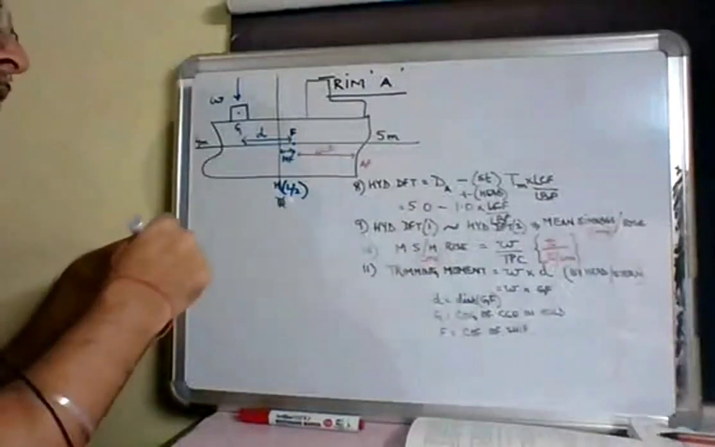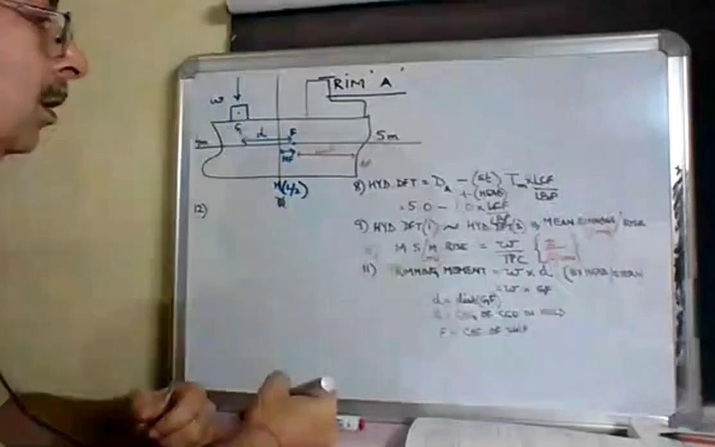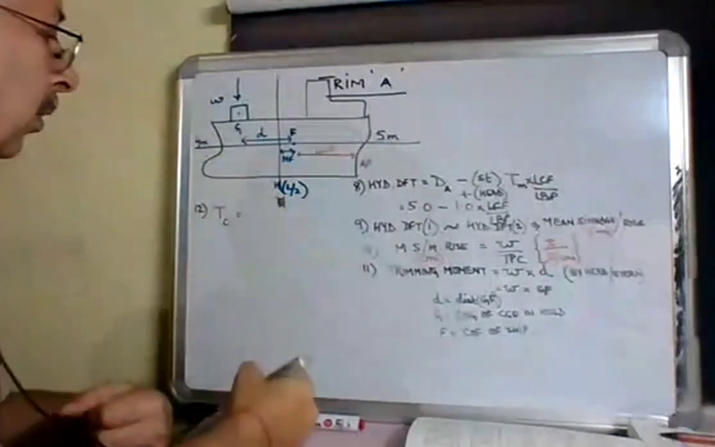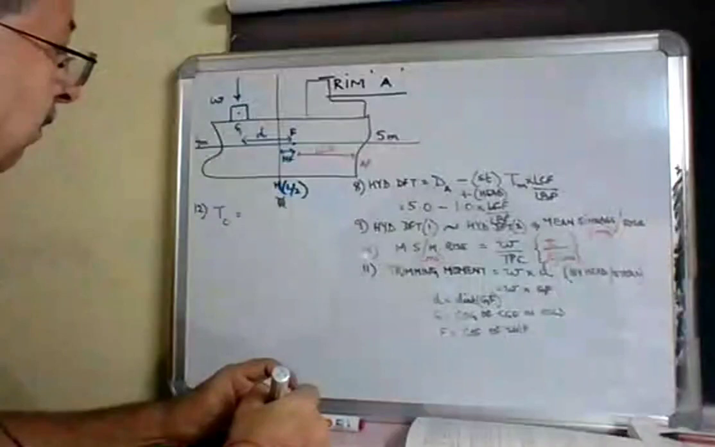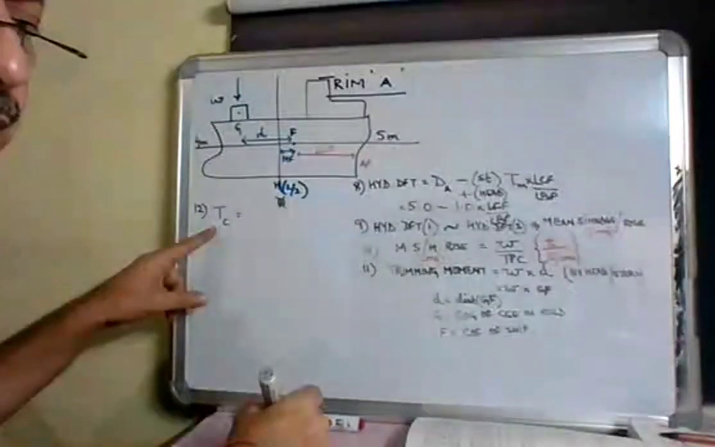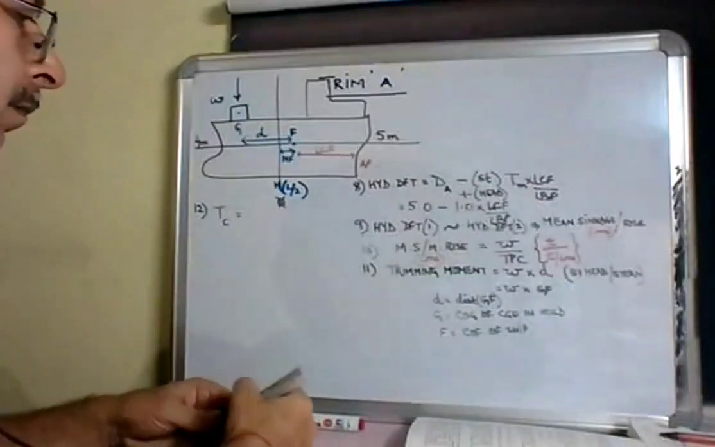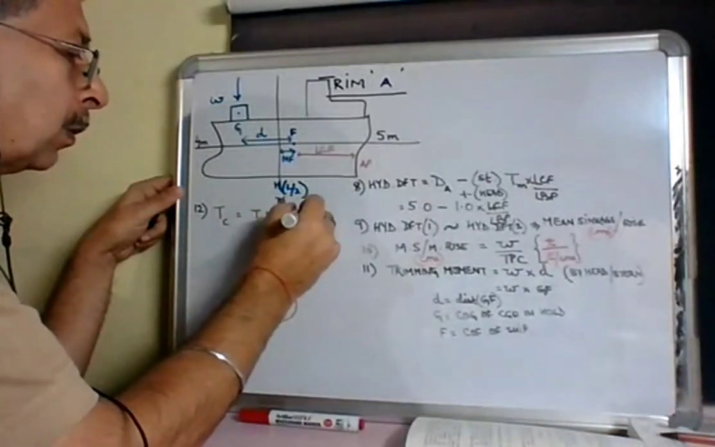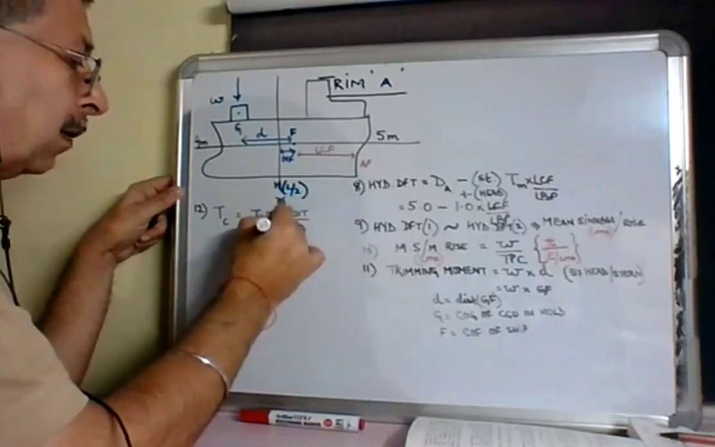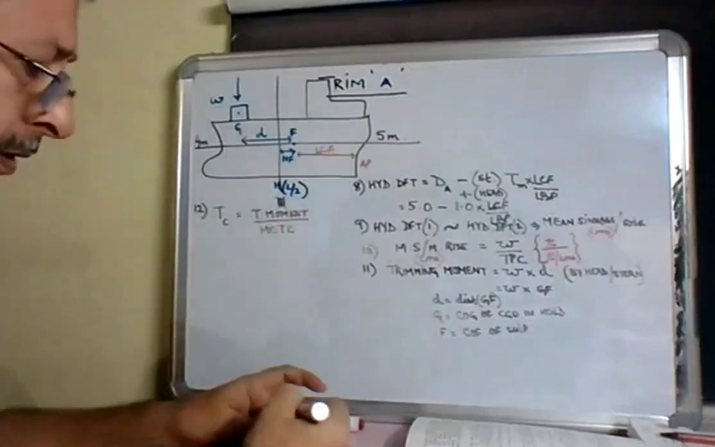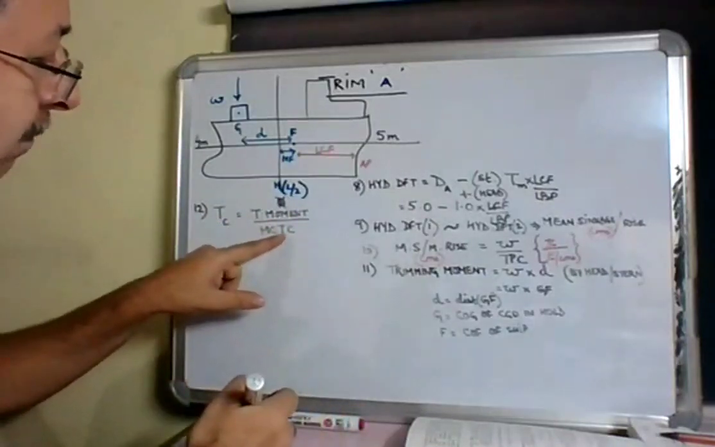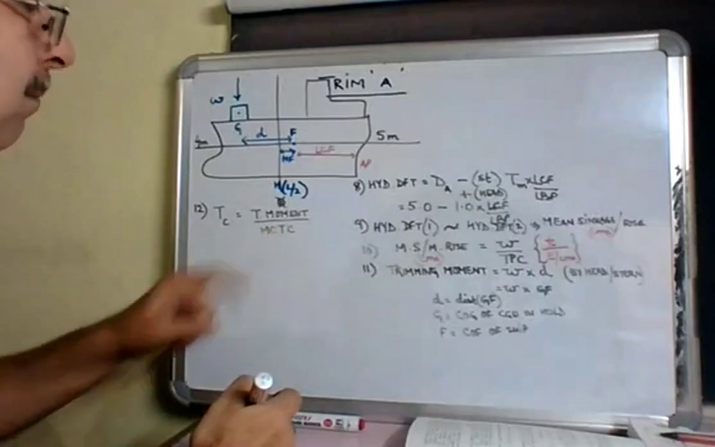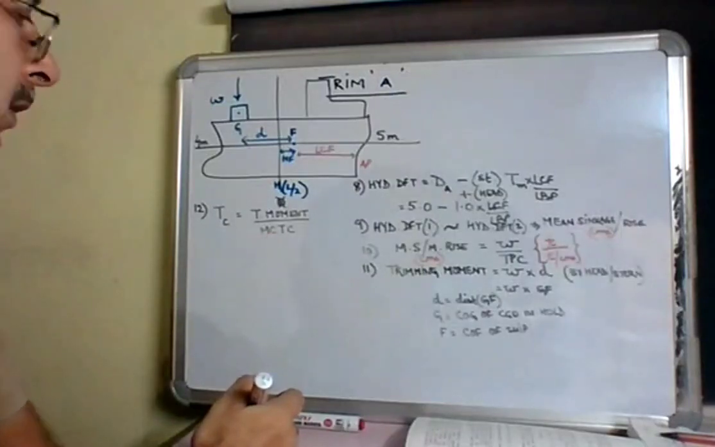So now let's come to trim change, TC, that is trim caused or change in trim. TC, the change in trim or the trim caused, is equal to trimming moment upon MCTC. MCTC is the moment to change trim by 1 centimeter. Moment to change trim by 1 centimeter is called MCTC.